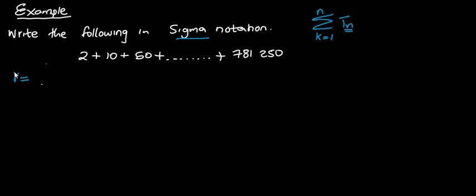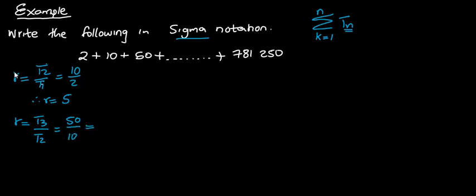We need to check if this has a common ratio of t2 divided by t1. So the value of t2 is 10. Divide this by 2. What do you get? The value of r is equal to 5. Is this the same when you say t3 divided by t2? If you get the same, then you can conclude and say this is geometric. So r is equal to t3 divided by t2. So we're going to take 50 divided by 10, which gives us the value of r as 5.